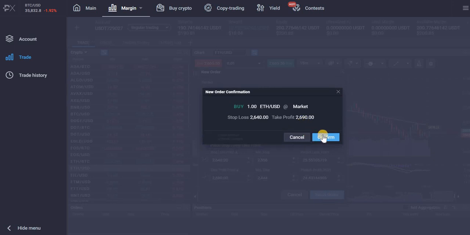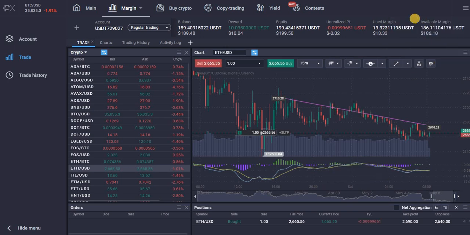This would execute on market price. I would click on confirm and you can see that my order has been created. If you look at the bottom right here, this is my order. As you can see that I am trading Ethereum and I placed a long position to buy 1 Ethereum at the current price of 26.65.